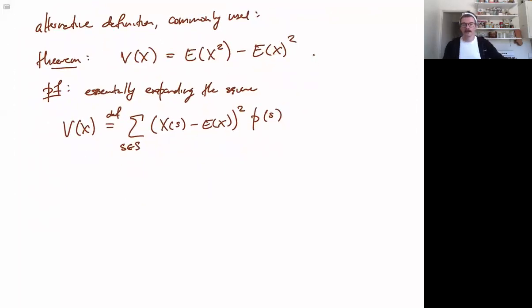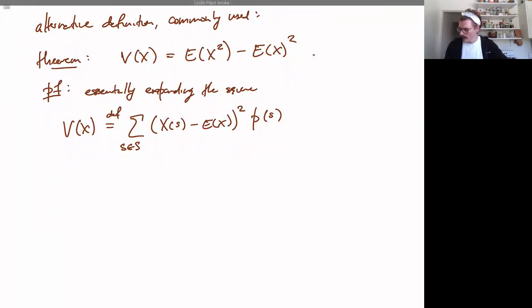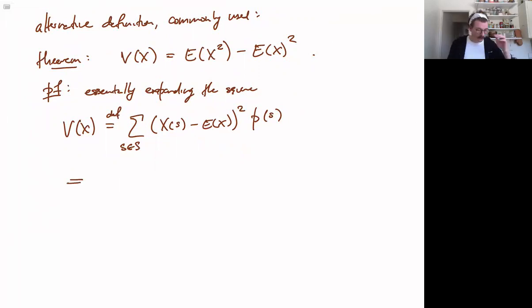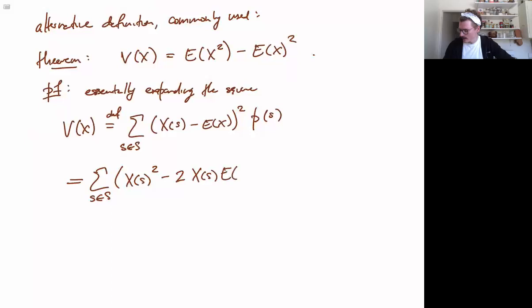And now, like I said, we're going to expand this square. And what we get, so I'm going to write it out as separate summations. In fact, let me not do that. So I'm just going to expand it out in place. We're going to get x of s squared minus 2x of s expected value of x plus expected value of x squared.